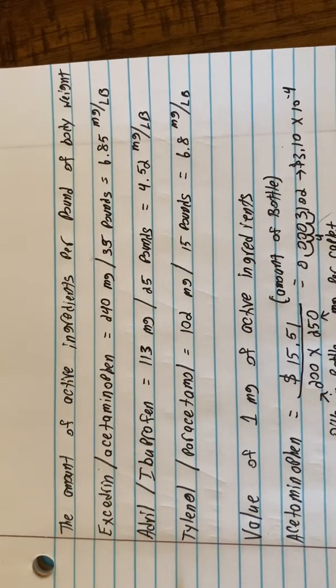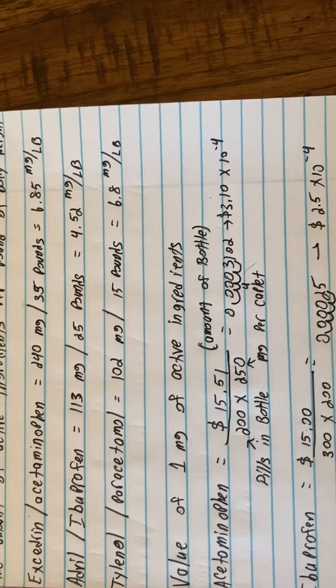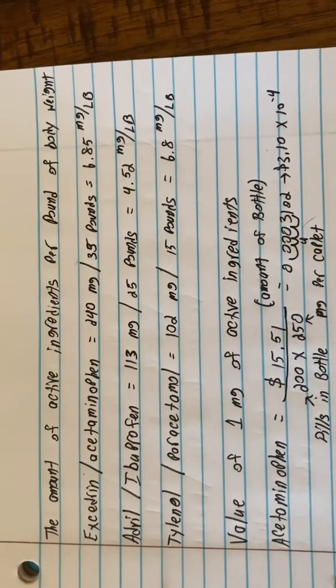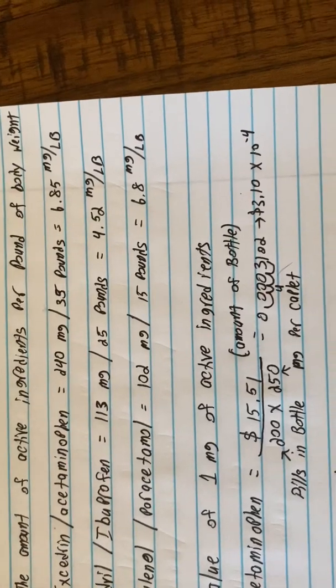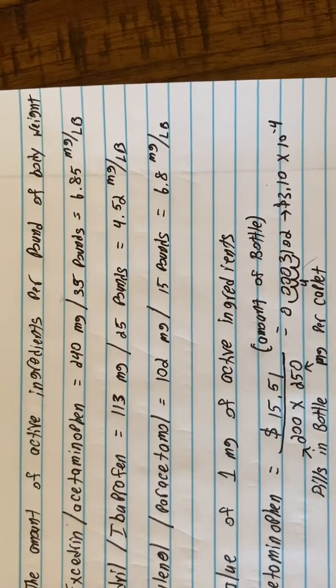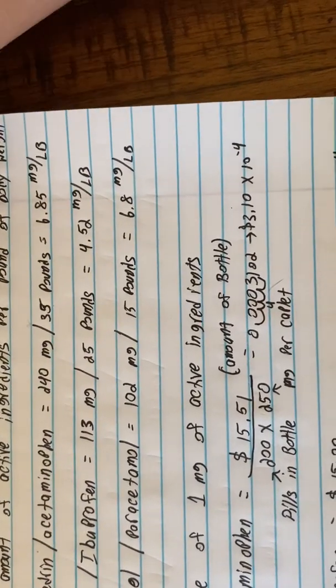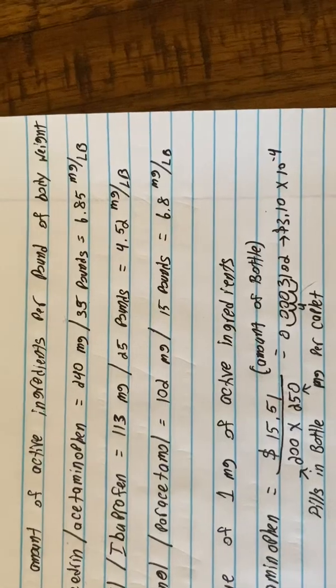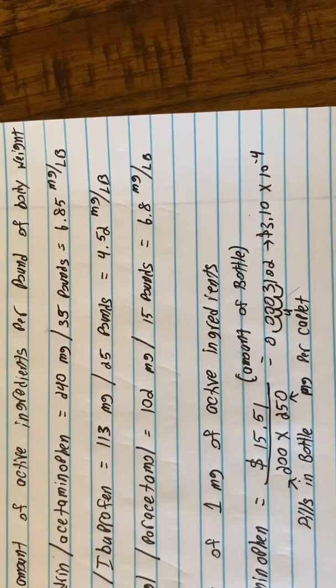Alright, the first thing you want to do is find the amount of the active ingredients per pound of body weight. For Excedrin, you're going to take 240 milligrams, divide by 35 pounds, which comes out to 6.85 milligrams per pound.